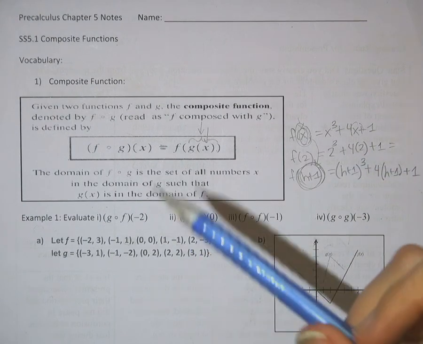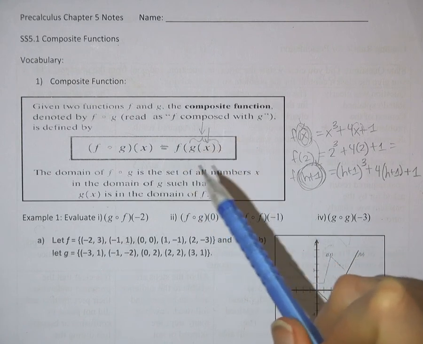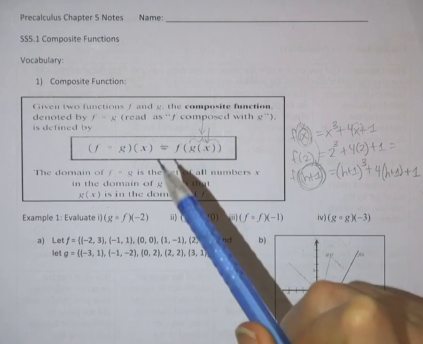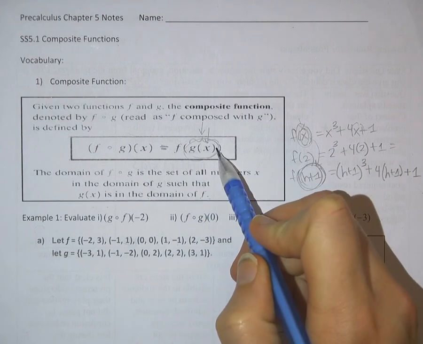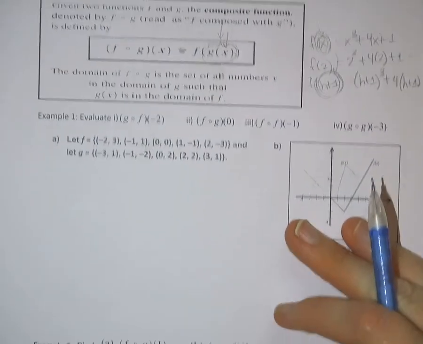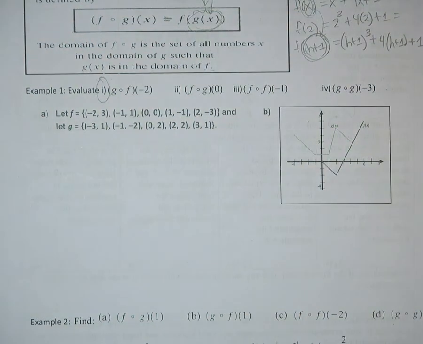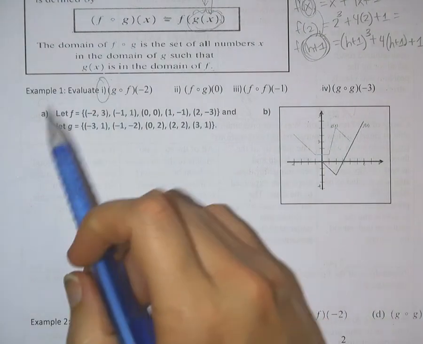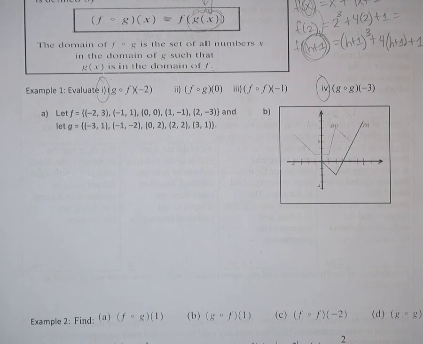Same, we are going to see, applies to composite functions. Wherever we see the variable in the outside function, we're just going to replace it with this inside function. So let's take an example. If we go down to example 1, we're going to try number 1 on letter A, and then number 4 on letter A as well.